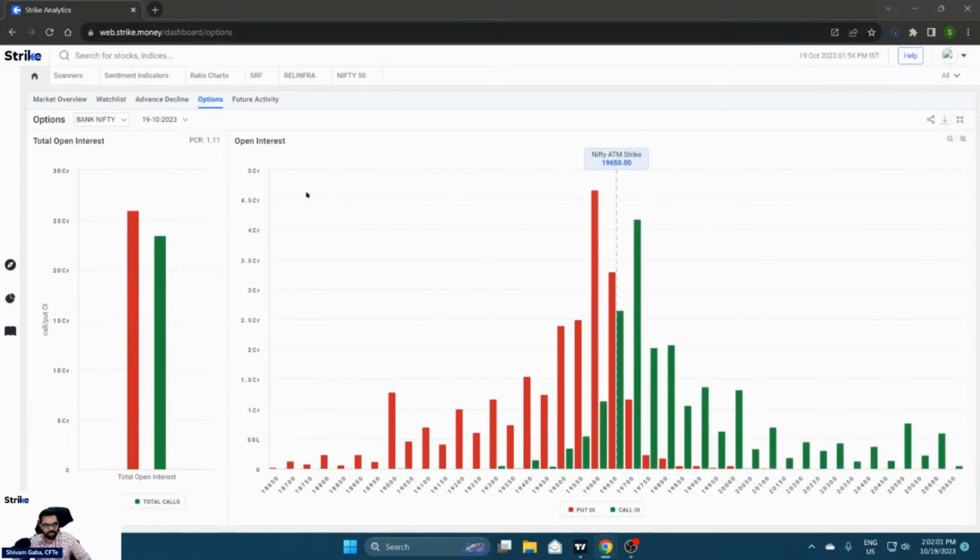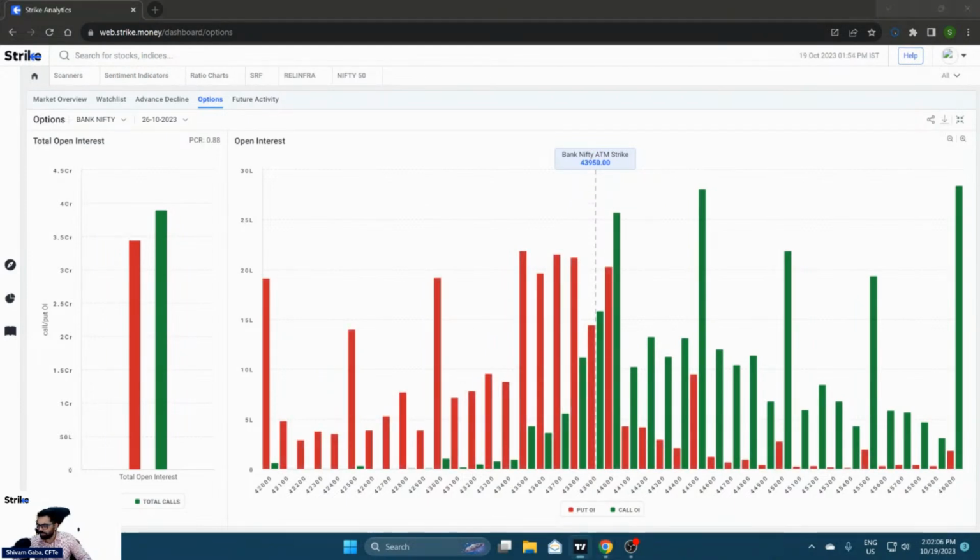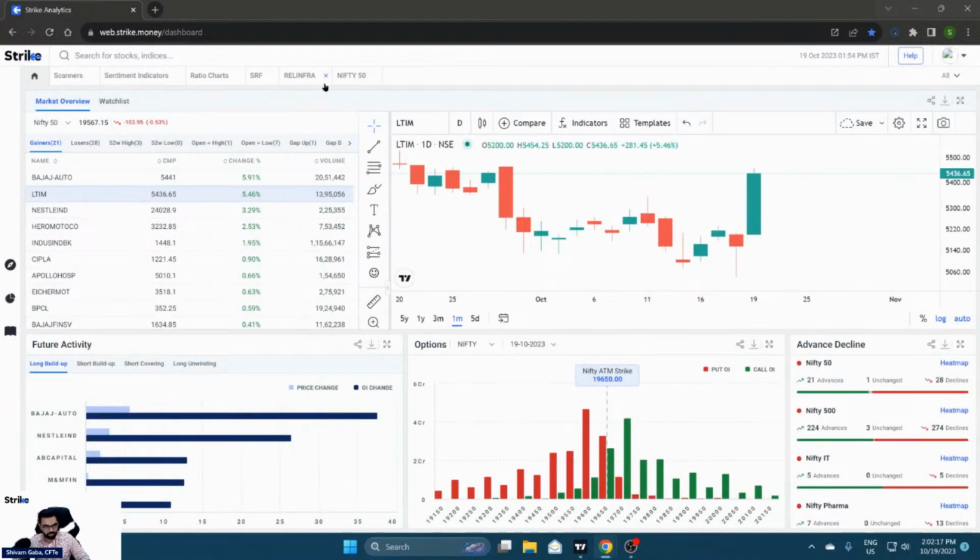In terms of Bank Nifty, the highest call is at 44,000. Current price is 43,907. So we have seen good support for Bank Nifty as well from the intraday lows. So let's dive into the charts.